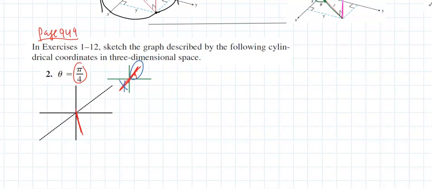This is a line, but since z is not present, if you let z run up and down, guess what you'll get? A plane.